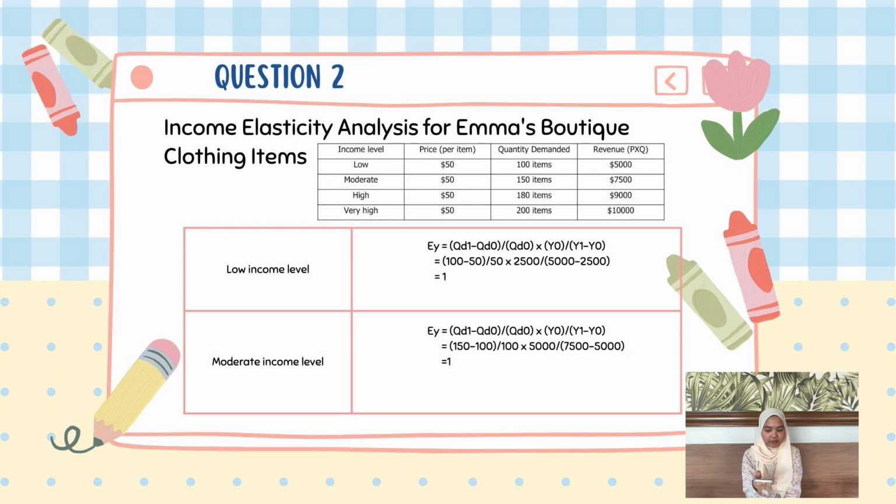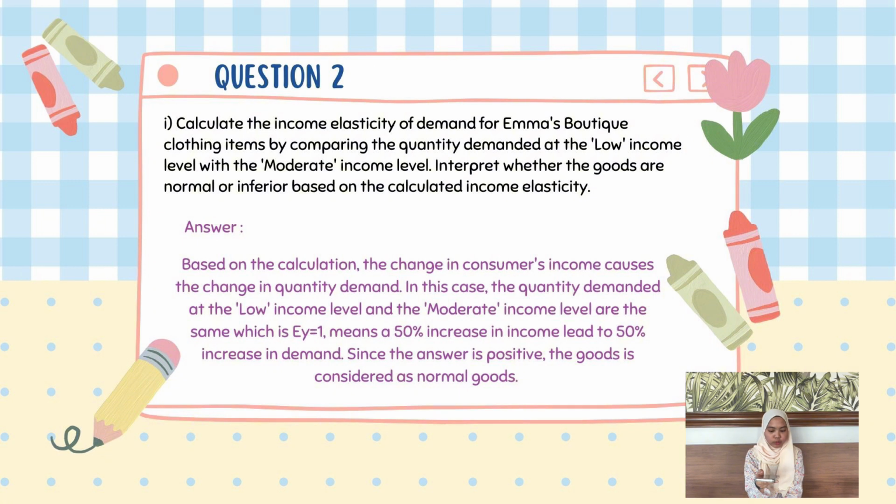This is the calculation for the low income level and the moderate income level. For question 2A, interpret whether the goods are normal or inferior based on the calculated income elasticity. Based on the calculation, the change in consumers' income causes the change in quantity demand. In this case, the quantity demanded at the low income level and the moderate income level are the same, which is EY equals to 1. Means a 50% increase in income lead to 50% increase in demand. Since the answer is positive, the goods is considered as normal goods.